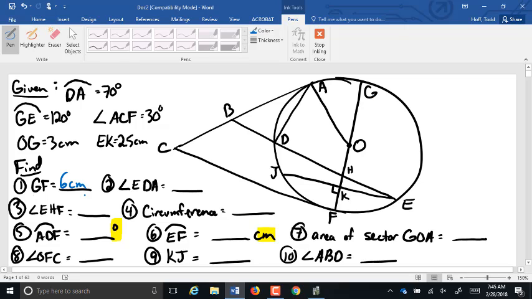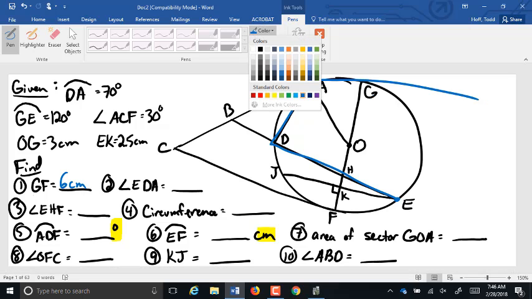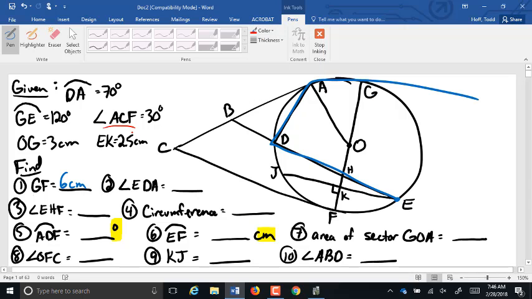Now, angle EDA, so that starts at E, goes to D, and then up to A. That angle, we need to know some arcs. Well, let's label what we know here. I'm going to put them in red. Angle ACF, that this angle here is 30 degrees. We know arc DA from here to here is 70 degrees. Arc GE from here to here is 120 degrees. That's it for angles for now.